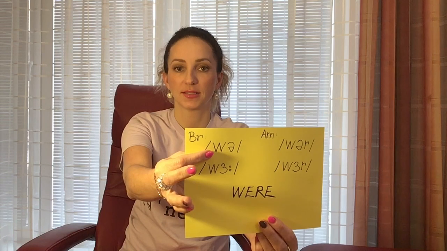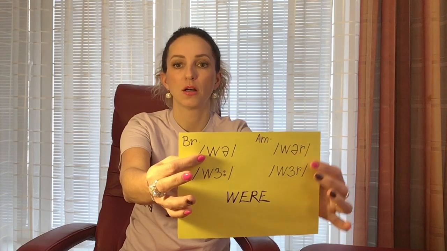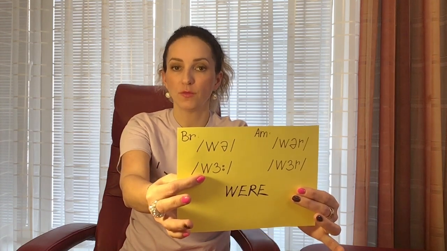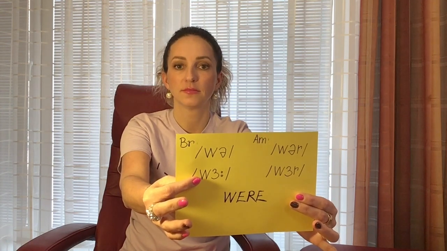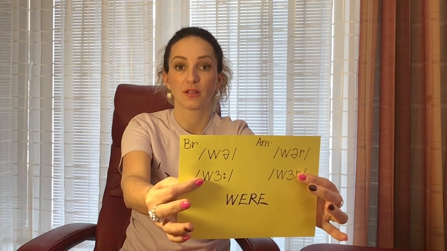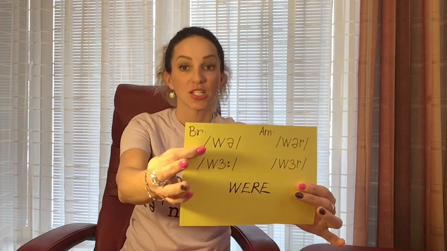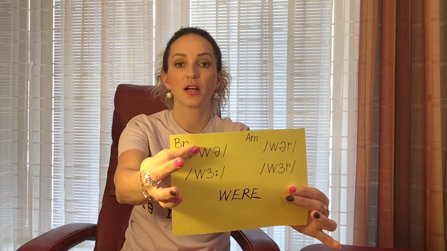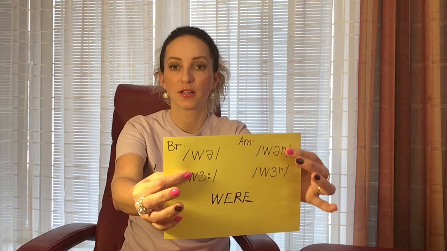How about the verb be, or its past form? The British version is were, if it's weak, and the American would be were. And the long form, or the strong form, would be this one in the British version, were, but this one in the American version, were. So this is the British version, were, and this is the American version, were.